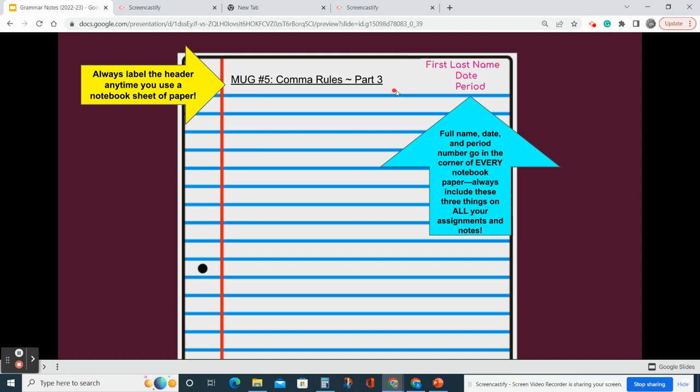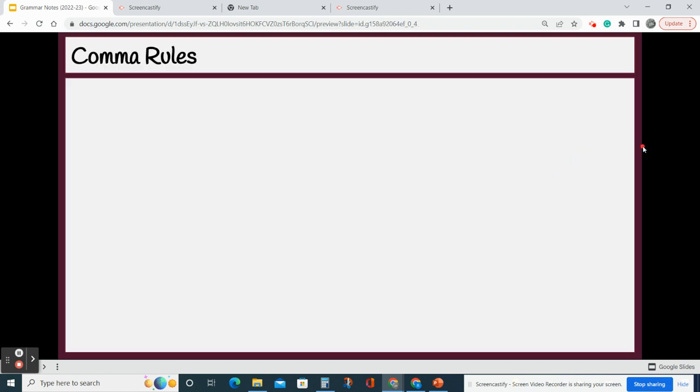Say we have a quiz on comma rules and you have to dig through like 10 different mug pages of notes. It would be helpful to you to have your notes labeled. That way you can jump straight to the commas rather than having to leaf through and reread a whole bunch of notes to figure out which ones belonged to the commas. All right, without further ado, let's talk about our next 4 rules.